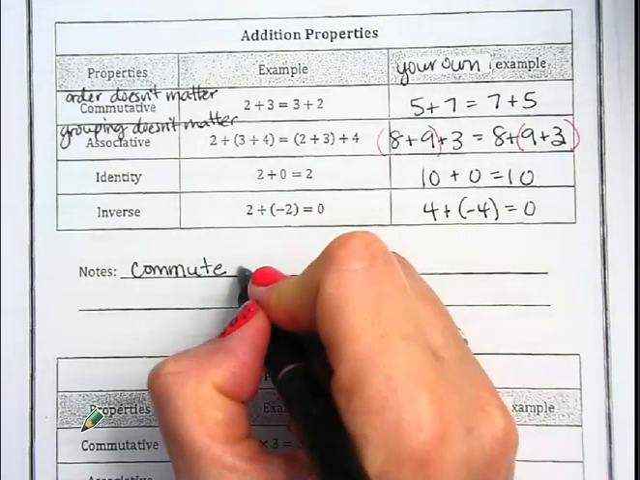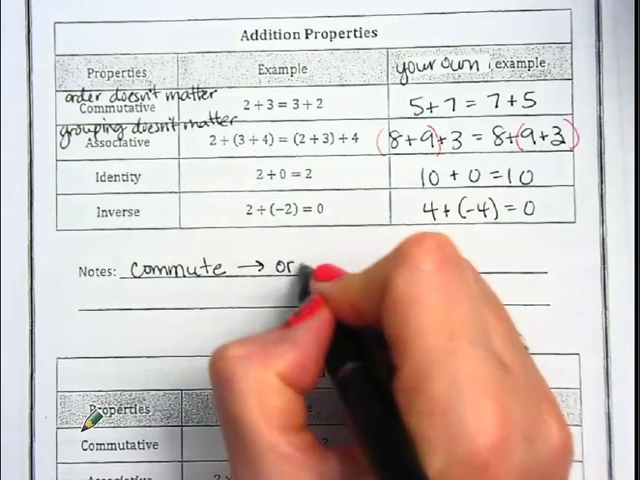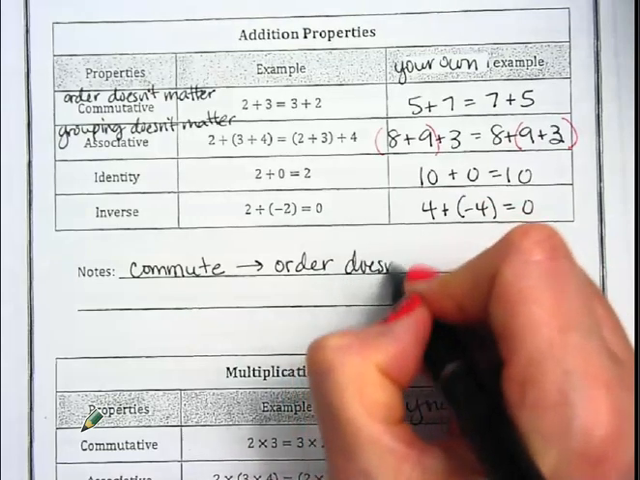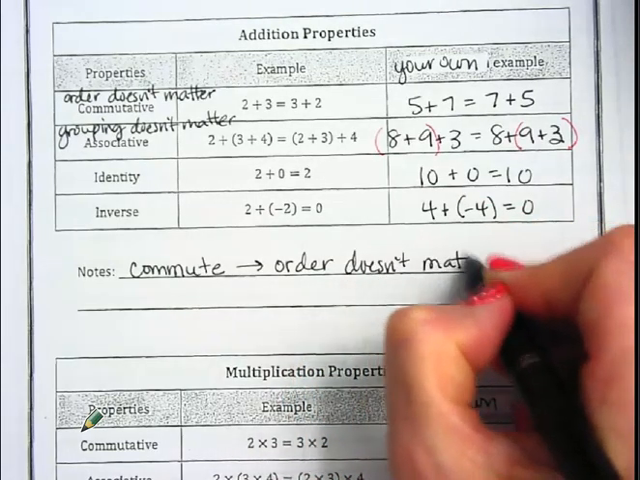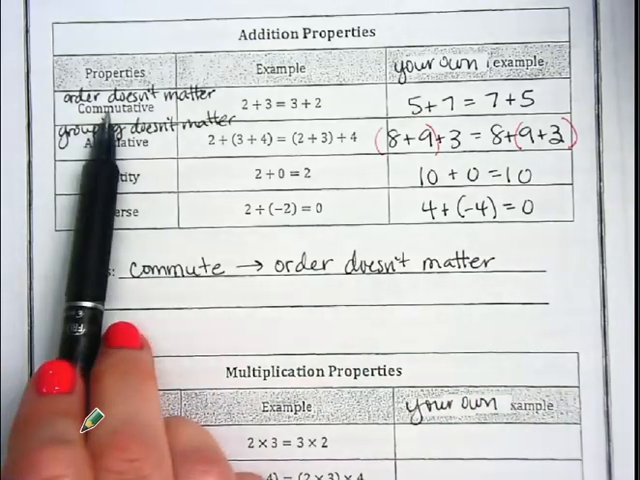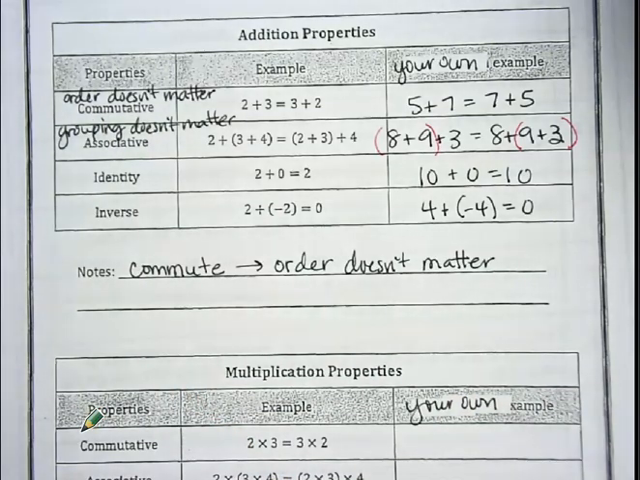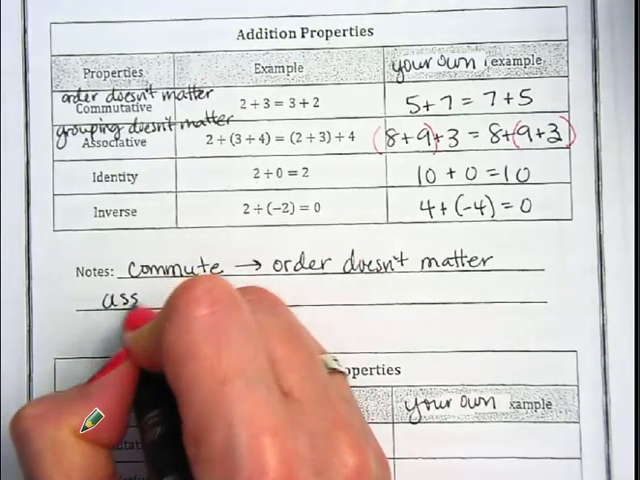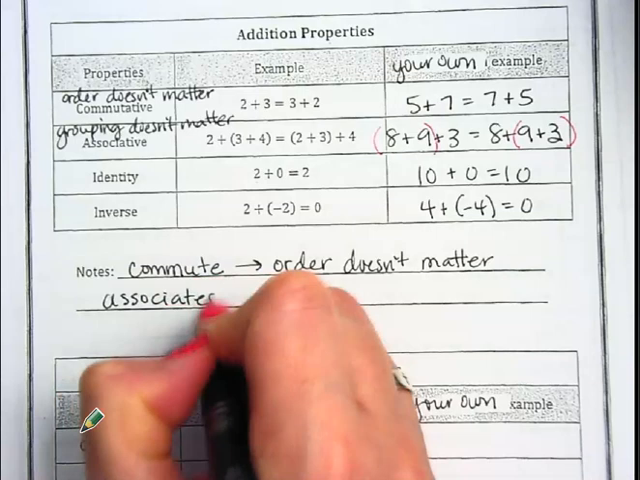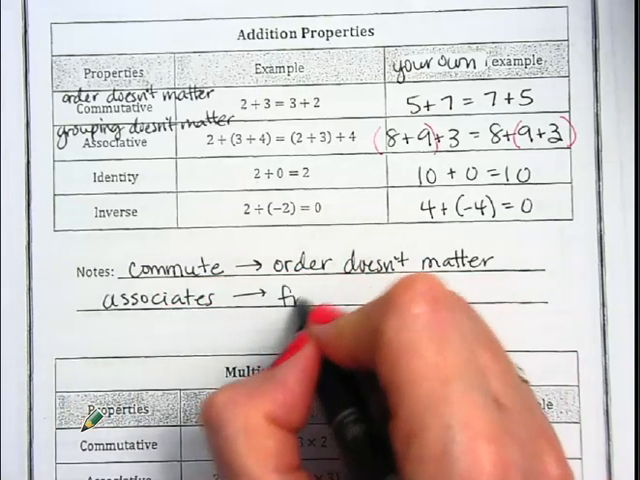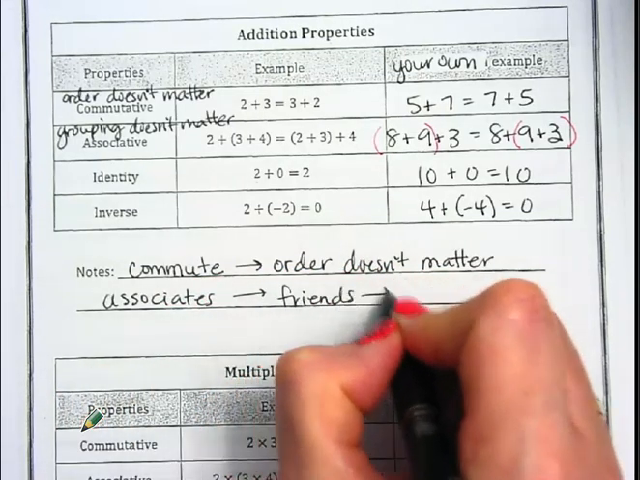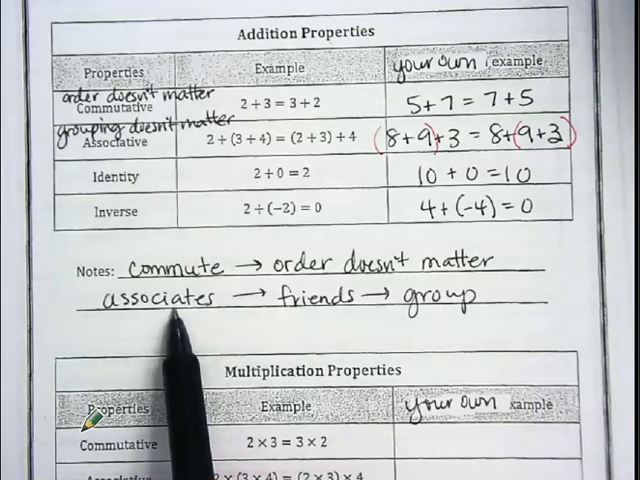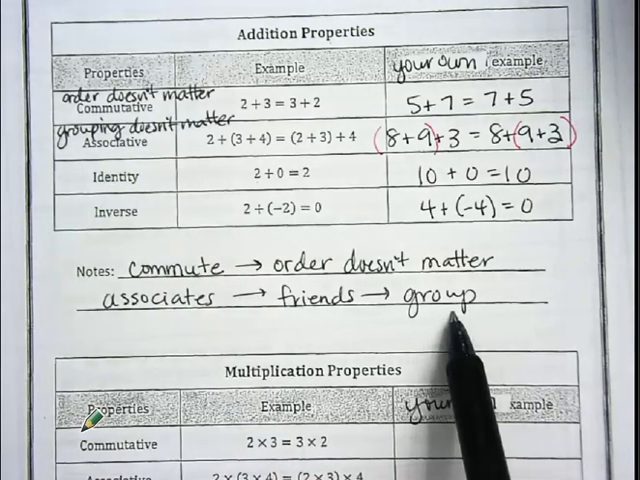So your commute is like the order that you get somewhere doesn't matter. So commutative property, order doesn't matter. And then my trick for associative is to think about this word, associates. That kind of means friends, and you have a friend group. So associates, associative property, grouping doesn't matter.